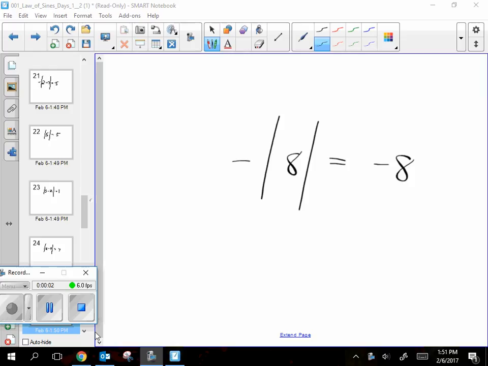Okay, so this is about absolute values. And absolute values take whatever's inside and make it positive. The only time you'll ever have a negative answer is if there's one on the outside.